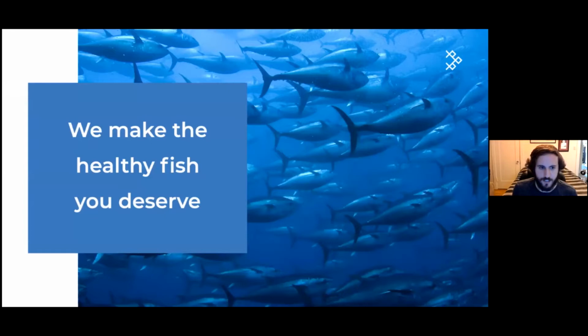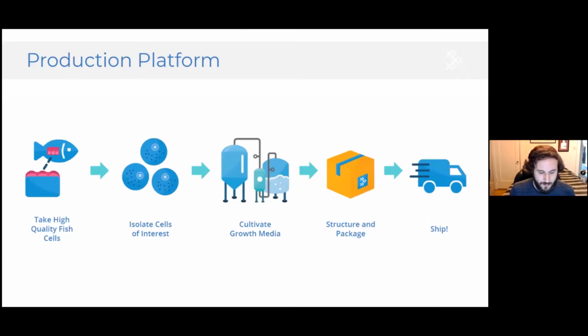So at Finless, that's what we do. We make the healthy fish that we feel you deserve. Yes, even you. And basically, this is what we do at a more detailed level. We take a sample from a real live fish of animal cells. We pull those cells out, just isolate the strongest, healthiest, tastiest ones, and give them the nutrients and environment that they need in order to grow into large amounts of fish meat. And this is not like a veggie burger. It's not vegan. It's not the Impossible Burger.